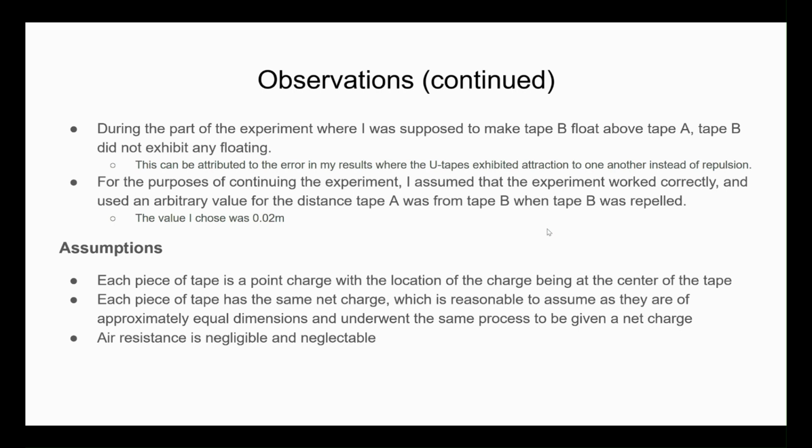As I continue my observations, like I said before, my pieces of tape were attracted to one another, so I was not able to make tape B float above tape A, which normally would cause me to be unable to continue the experiment, but instead I just decided to assign an arbitrary value to the distance at which tape A was from tape B when tape B was supposed to be repelled. That value that I chose was 0.02 meters. Before continuing the experiment, there were some simplifying assumptions I had to make in order to calculate the charge in tape B, which was the ultimate intention of this experiment, and those can be seen on this slide.